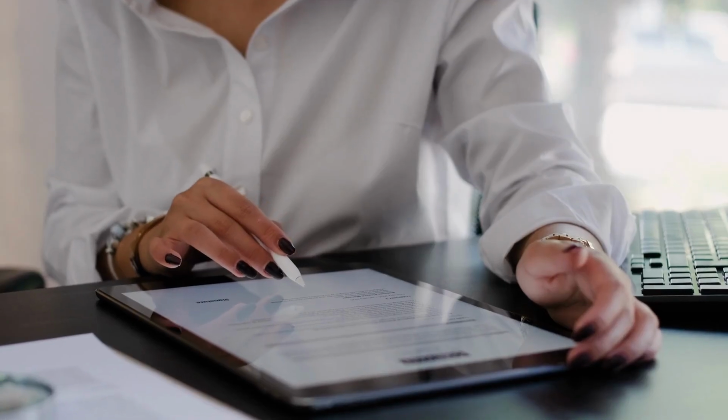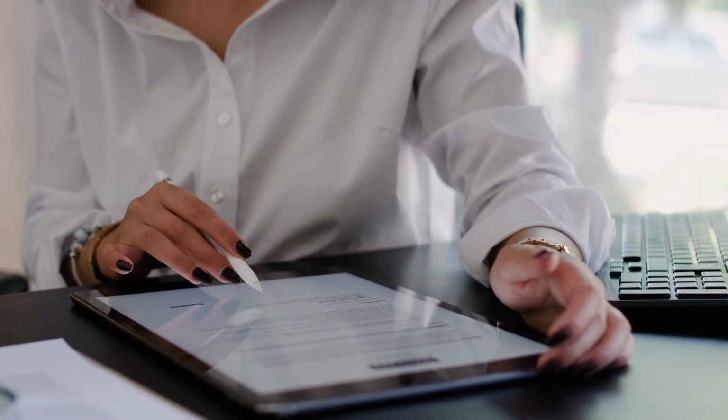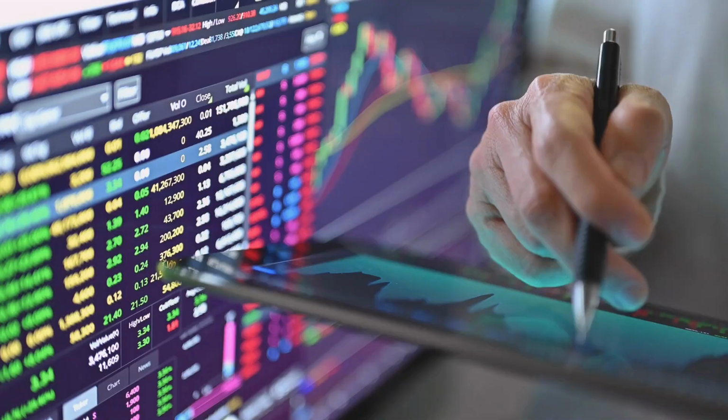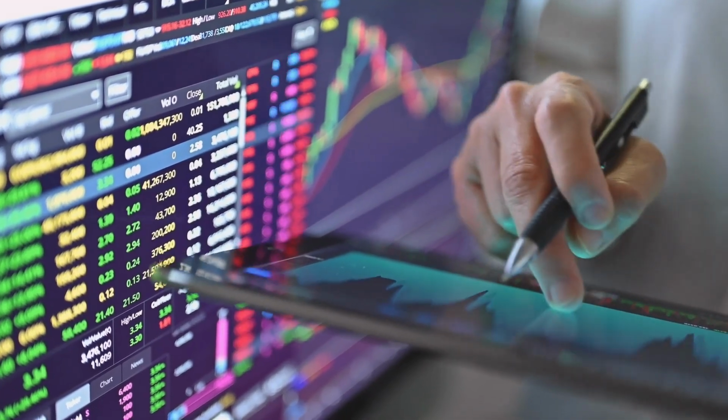Step 5, think like a business owner. This is the biggest shift. As a trader, your focus is on entry and exit trades. As a fund manager, your focus is on risk controls, reporting, compliance, communication, and scaling responsibility. You're building an asset management company, not just placing trades.